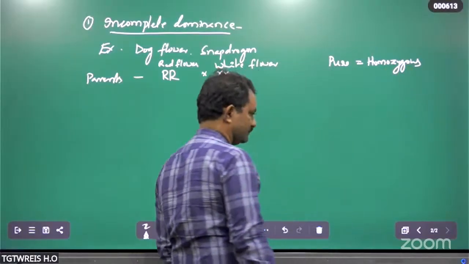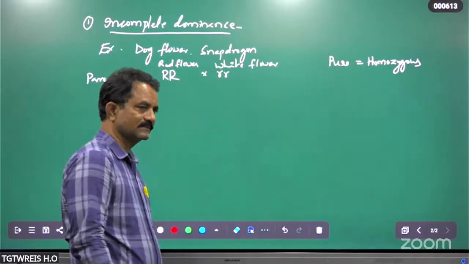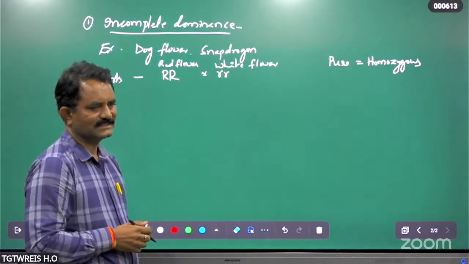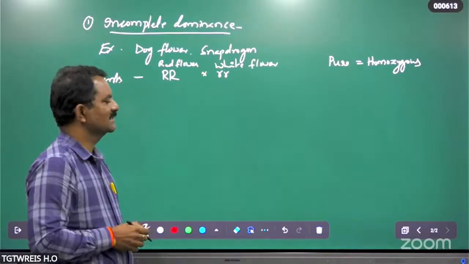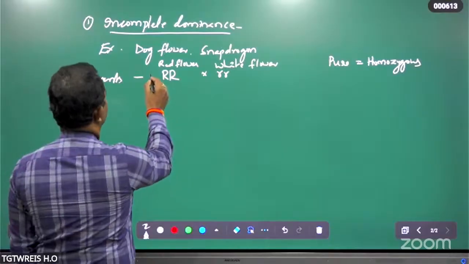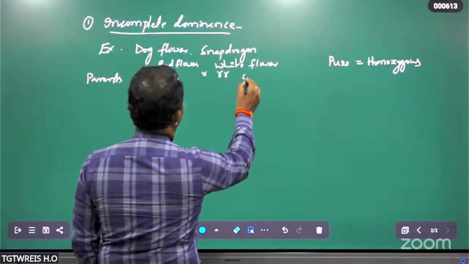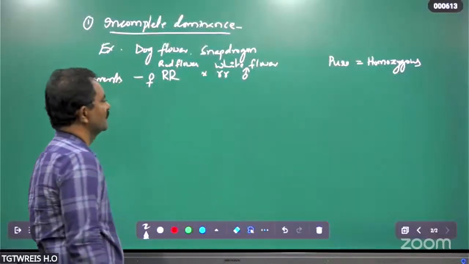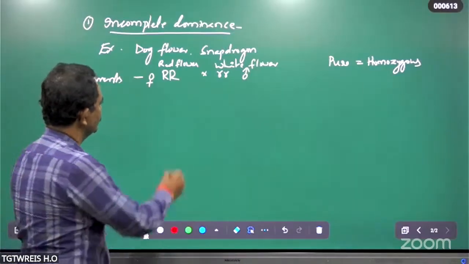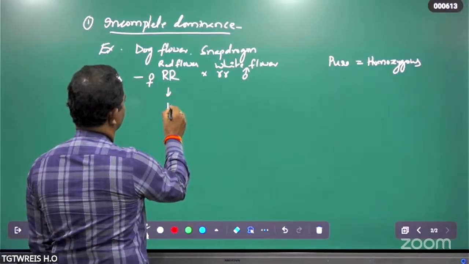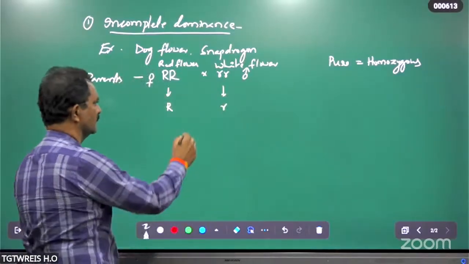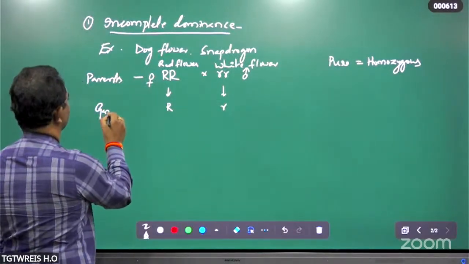If they are heterozygous, continuous self-pollination results in the formation of homozygous plants, which are then selected as parents. So these are the two parents. For example, this is the female parent and this is the male parent. The red flower plant is crossed with the white flower plant. Gametes are formed: capital R and small r.